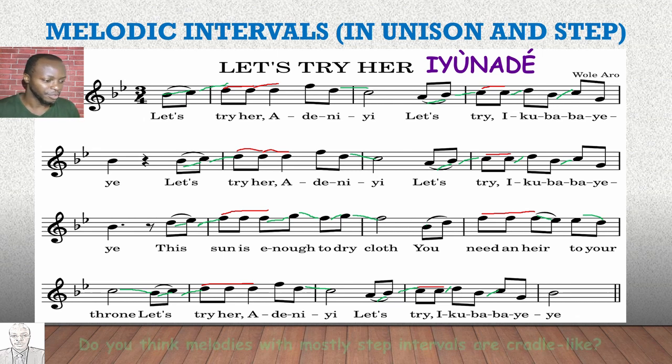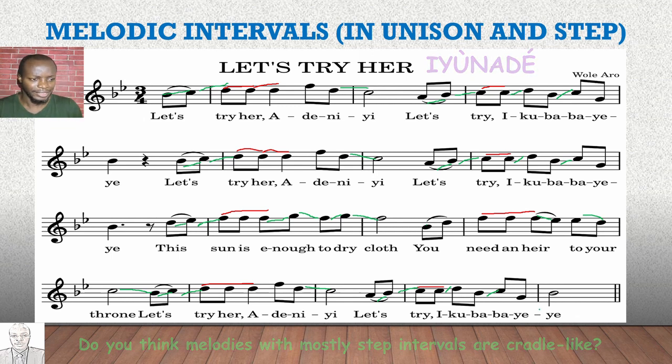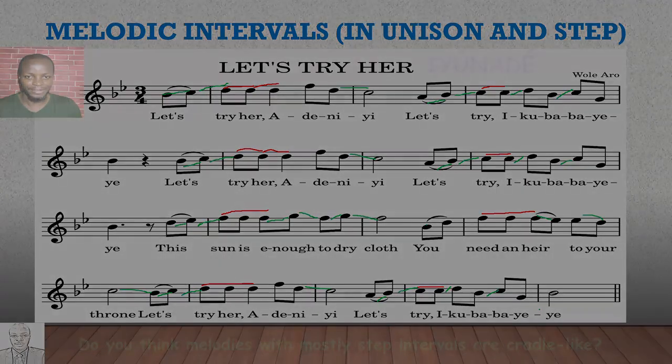Okay, all right, now let's continue from the beginning. So you see that step, then that's unison, right? Then that's skip, right? That's a step there, right? Then so you see that the music has mostly interval of step and unison, right? We have few ones with skip and leap intervals, and I think that's why the music sounds persuasive.